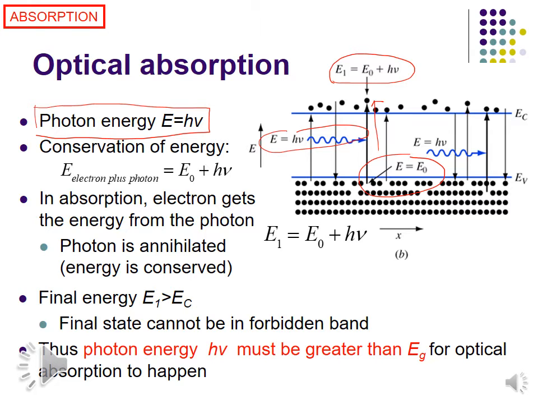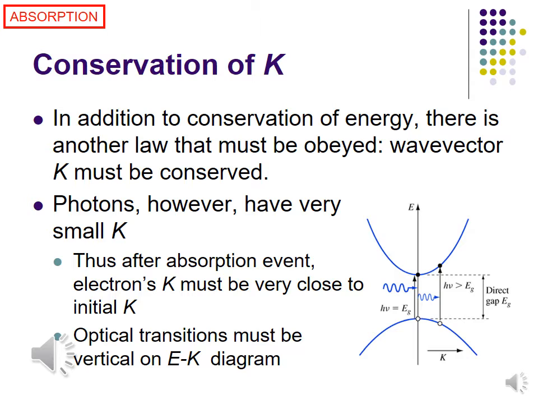And if the total energy E1 is larger than the band gap, the electron will be able to jump to the conduction band because the energy of the electron E1 is larger than the conduction band level, EC. Thus, in order for optical absorption to happen, photon energy hν must be larger than Eg. Besides the energy conservation law, wave vector k also must be conserved. Usually, since the photon's wave vector is very small, the optical transition is vertical, as shown in this figure.